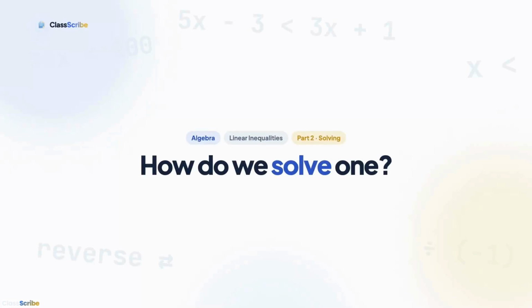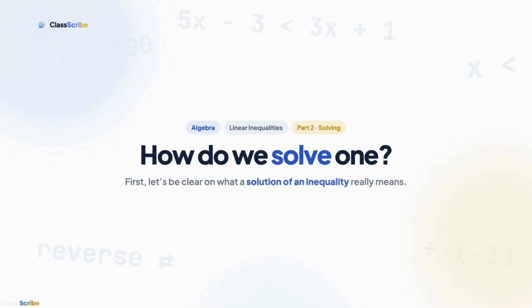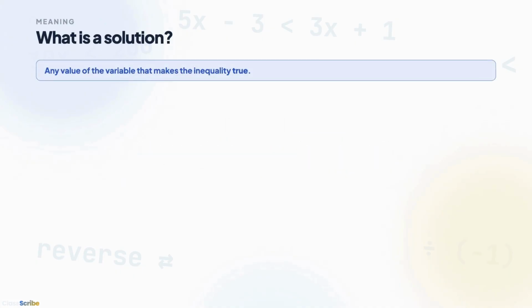Now that we understand what an inequality is, the next question is, how do we actually solve one? Before learning the algebraic method, let's understand what a solution of an inequality really means. A solution is simply any value of the variable that makes the inequality true. For example, consider the inequality 30x < 200.